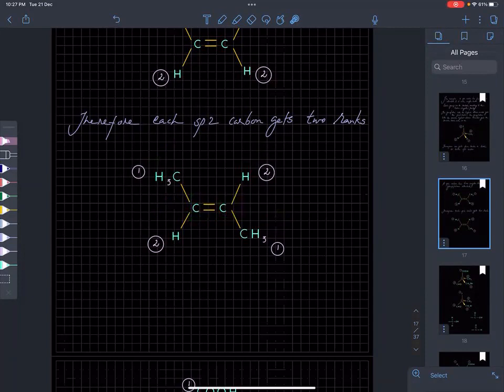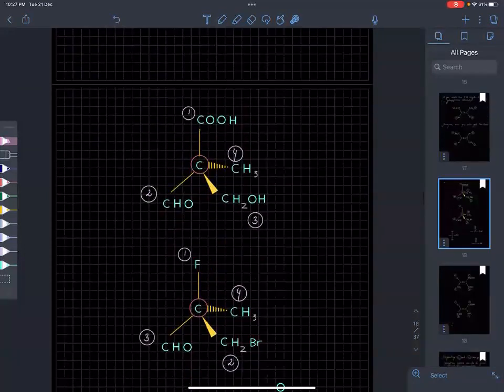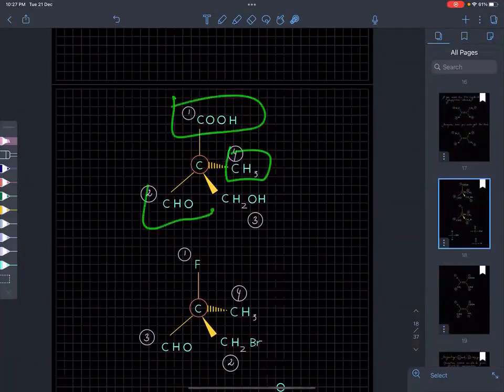Okay. Now, what about this? These groups, one is CH3 group, one is COOH group, one is CHO group, and one CH2OH group. Now the problem is all are carbons only. Carbon, carbon, carbon, carbon. So clash, right?